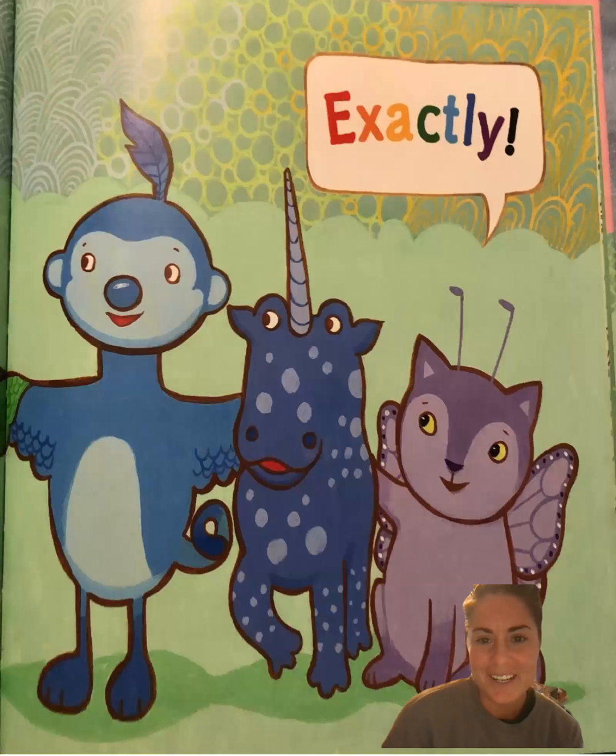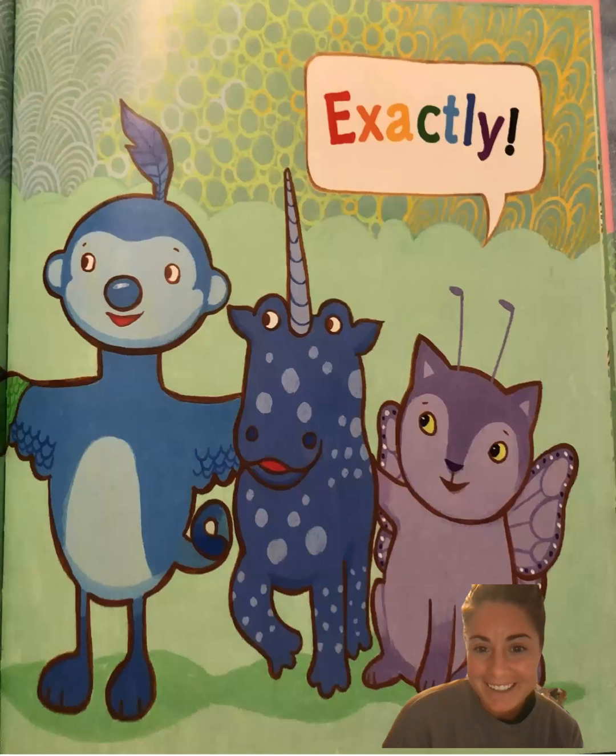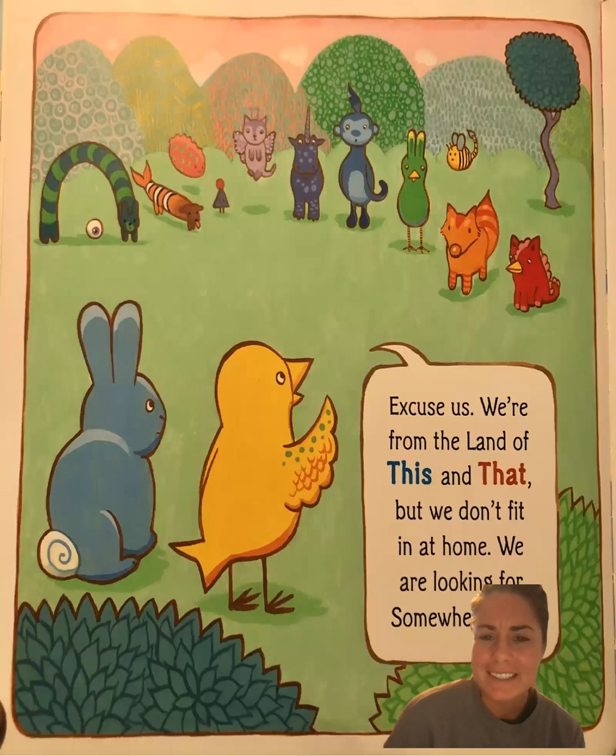Look, they're all going to come together. Exactly. Look, they made a rainbow. Exactly. So they said exactly, meaning like, yeah, you don't look like us. That's no problem at all. Come on in. We don't care what you look like as long as you're nice.